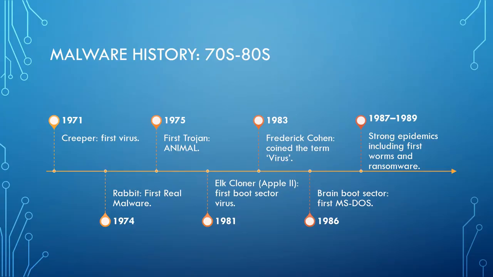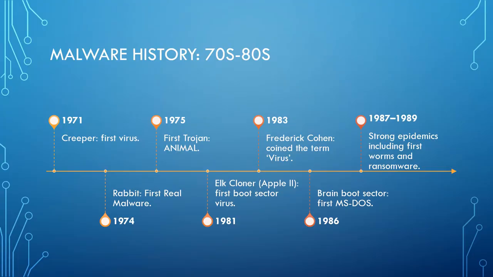Then we started with the first Trojan in 75. We have the first boot sector malware in 81. Then in 83, we have the first virus already becoming popular. Actually, there is a famous video more or less around this time when you had the first virus propagating all through a university. I will put the video in the description, so if you want to watch it, it's a very interesting video to watch. In 86, you have the first malware from the boot sector that was focused on Microsoft DOS. And in the following years, during the 80s, you start having several malware campaigns.